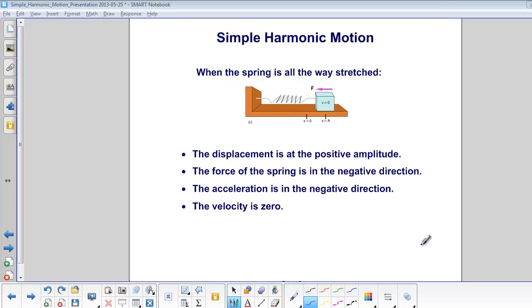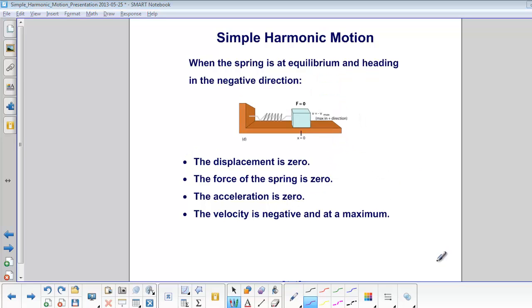When the spring is all the way stretched, the displacement is at the positive amplitude, the force of the spring is in the negative direction, the acceleration is in the negative direction, and the velocity is 0 because it's stopped again. When the spring is at equilibrium and heading in the negative direction, the displacement is 0, the force on the spring is 0, so the acceleration is 0, and the velocity is negative and at a maximum.